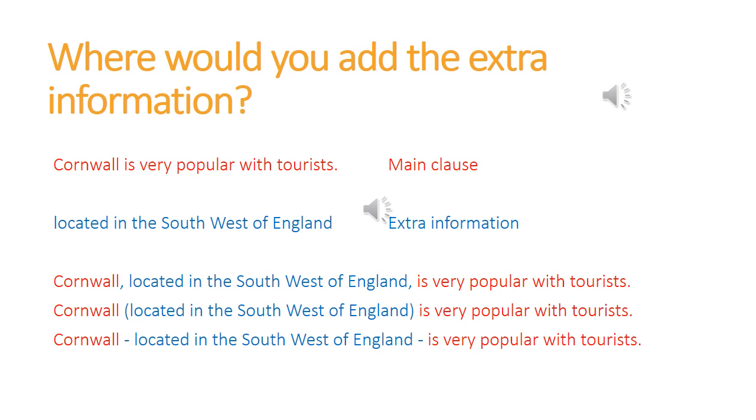My afterthought is located in the southwest of England. This needs to go after the subject I am talking about. In this case, that's Cornwall. Therefore, my new sentence with parenthesis is Cornwall, comma, located in the southwest of England, is very popular.